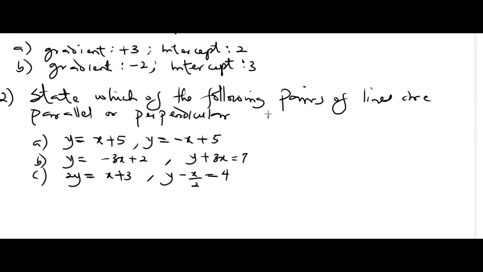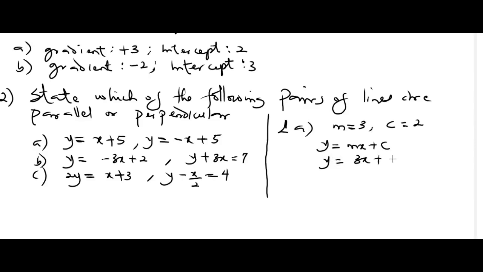Okay, so to attempt the first one, we have this for question 1A. Gradient, that is m, is 3, intercept c is 2. And you know that the equation of a line is y equals mx plus c. So you just do direct substitution. y equals 3x plus 2. Then B, m equals minus 2, c equals 3. So you have y equals minus 2x plus 3. And that is that about question 1.